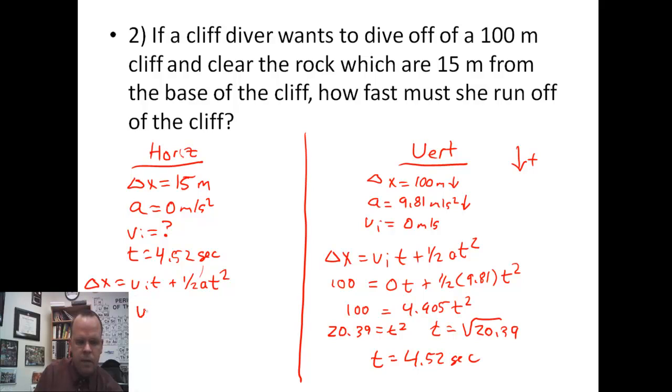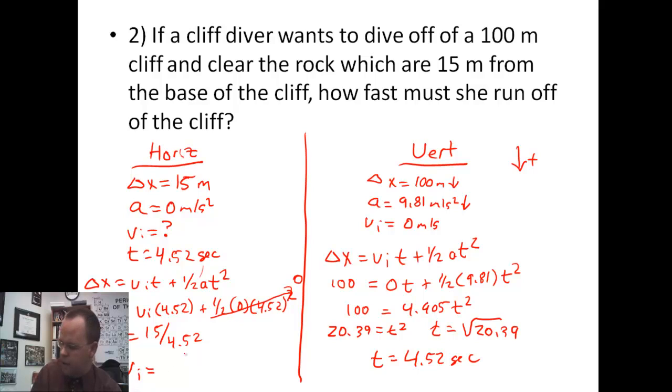Now we can solve delta x equals vit plus 1/2 at squared. So 15 equals vi times 4.52 plus 1/2 0 times 4.52 squared. This side all becomes 0 because multiplying by anything by 0 is 0. So 15 divided by 4.52 to get vi. So the initial velocity would have to be at least 3.32 meters per second. 3.32 meters per second would take this cliff diver right to the edge of the rocks. So the cliff diver would probably want to run just a little bit faster to make sure she completely clears it.